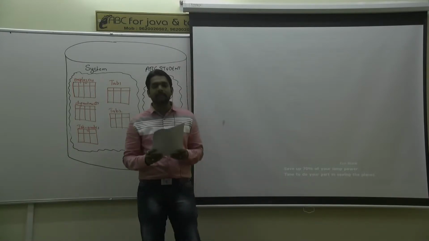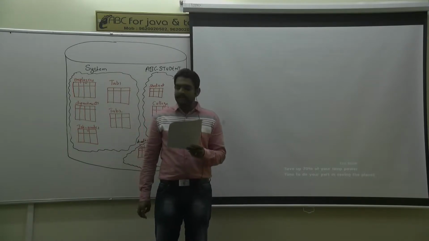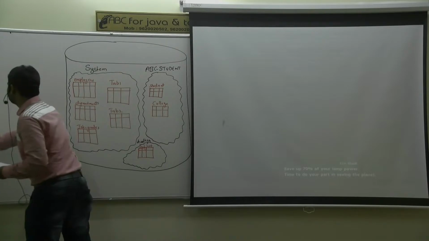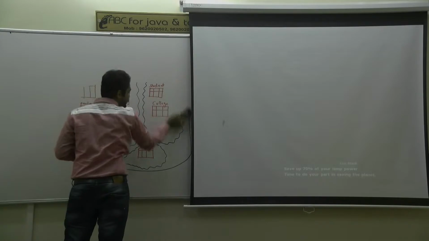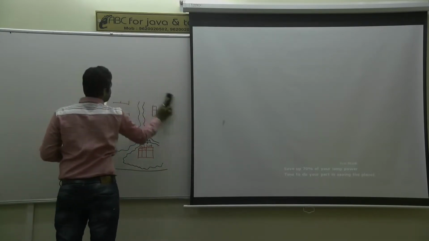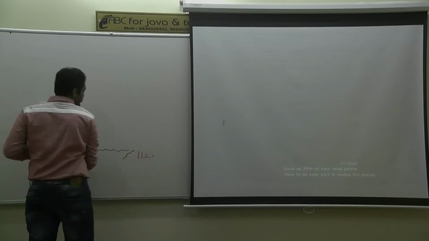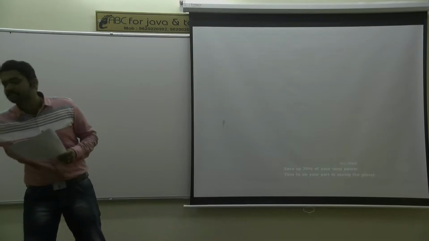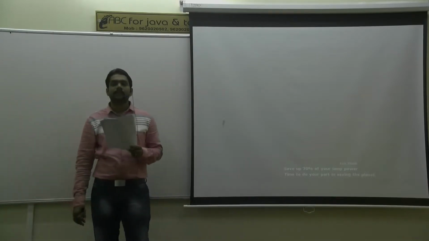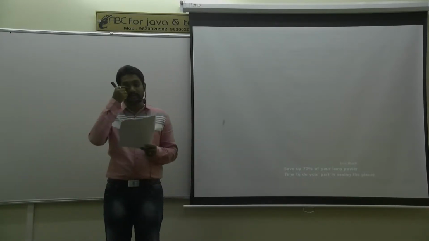Create user ABC student identified by ABC student; semicolon. In the next line, grant all privileges to ABC student.